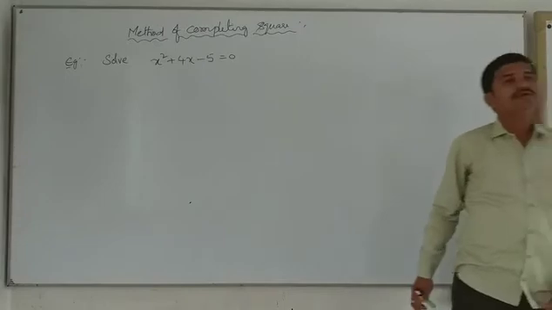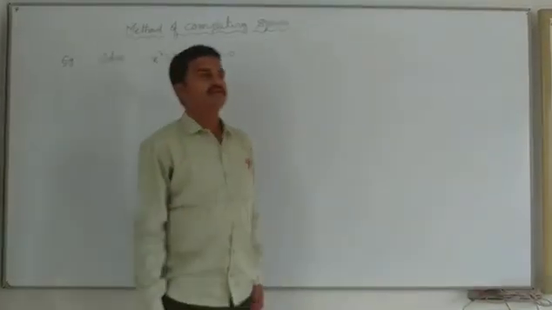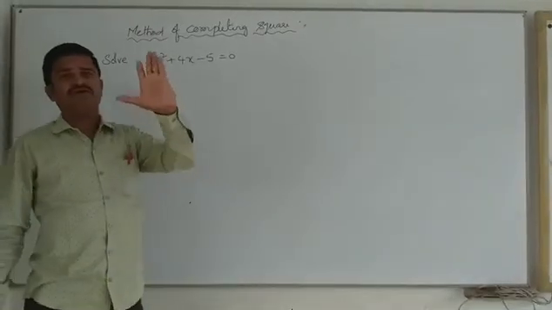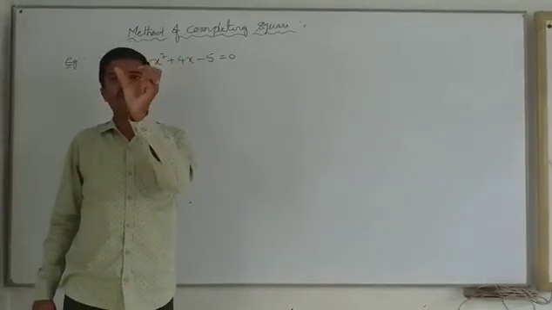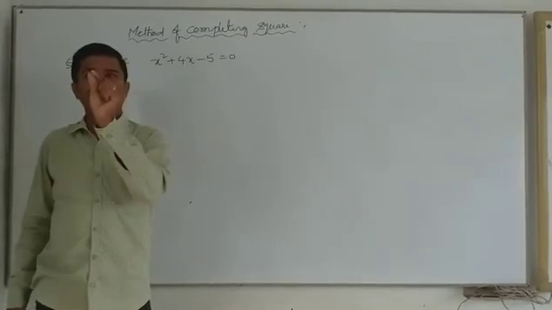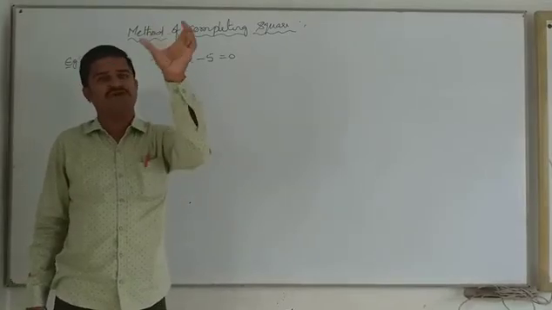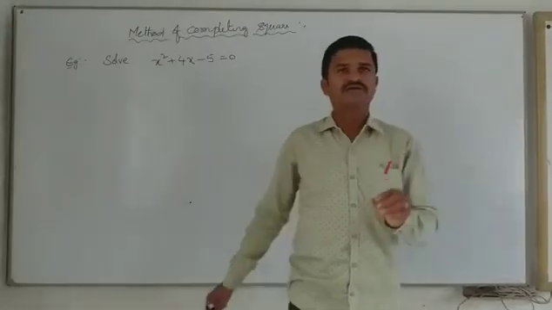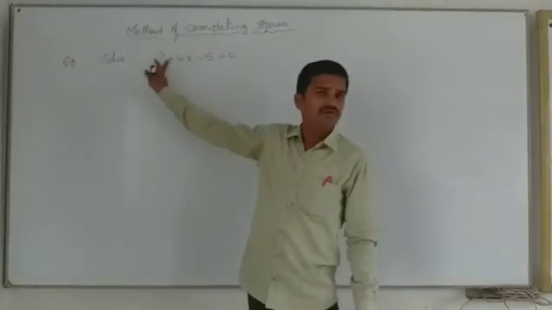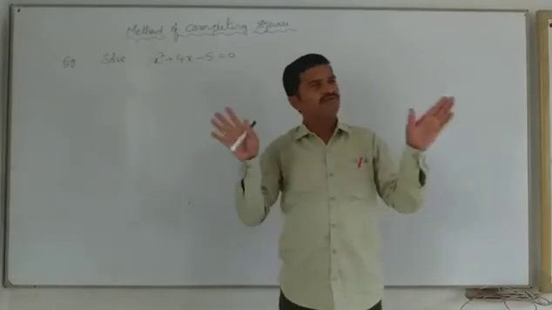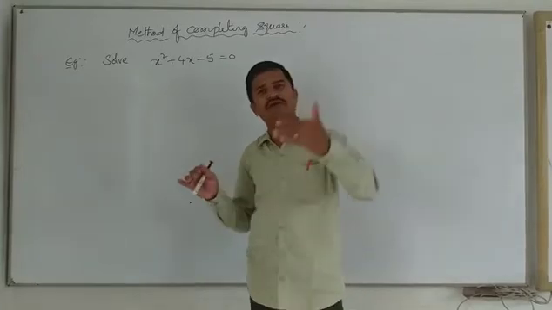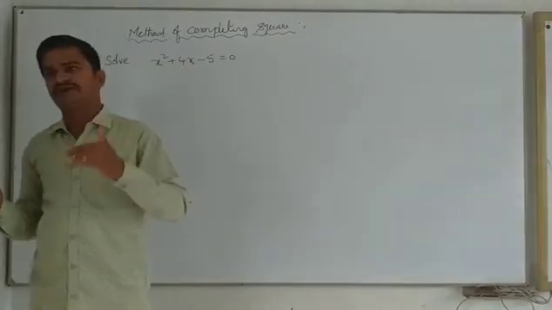Look here. First thing, have you noticed the question or not? Whenever we are solving a quadratic equation by using the method of completing square, the first point is you have to observe what is the coefficient of x square. Here, what is the coefficient of x square? 1. So no problem. If 1 is there, no problem. Otherwise, if anything else is there, we have to make that coefficient 1.